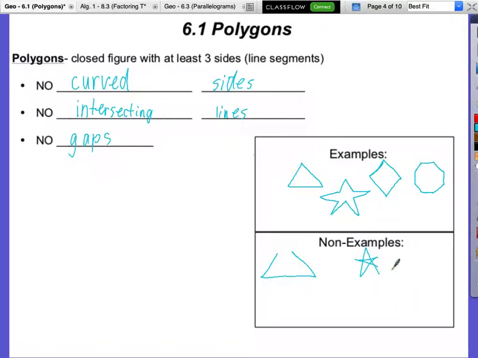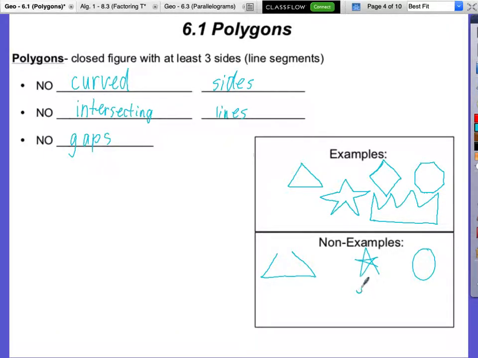Okay, what about a circle? Where would that go? The bottom, non-example. Why? It's curved. An oval or any sort of rounded object has curved sides. Okay. Could I draw one a little funky like this, kind of make it more like a crown? Would that still be a polygon? Yeah, I think so. Okay.